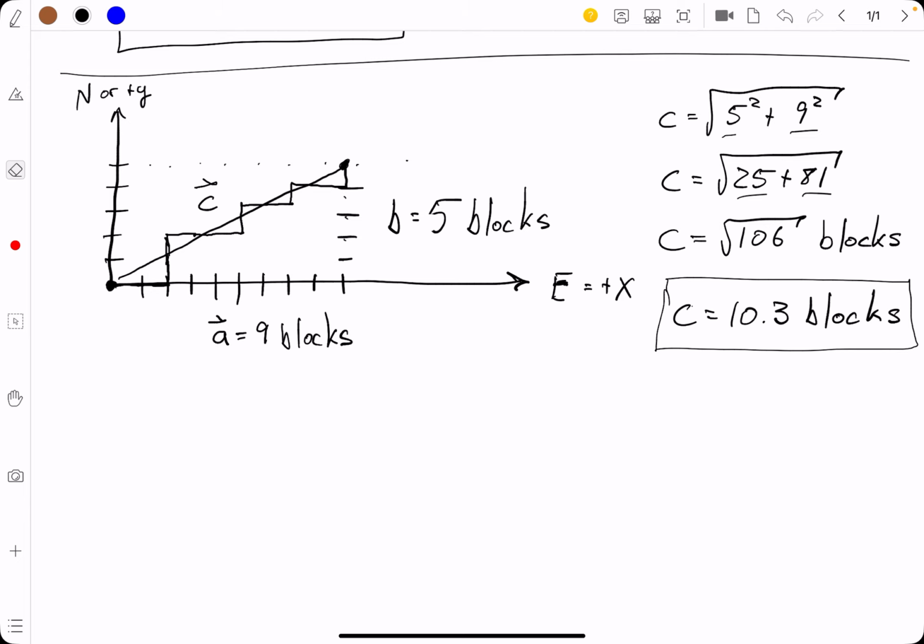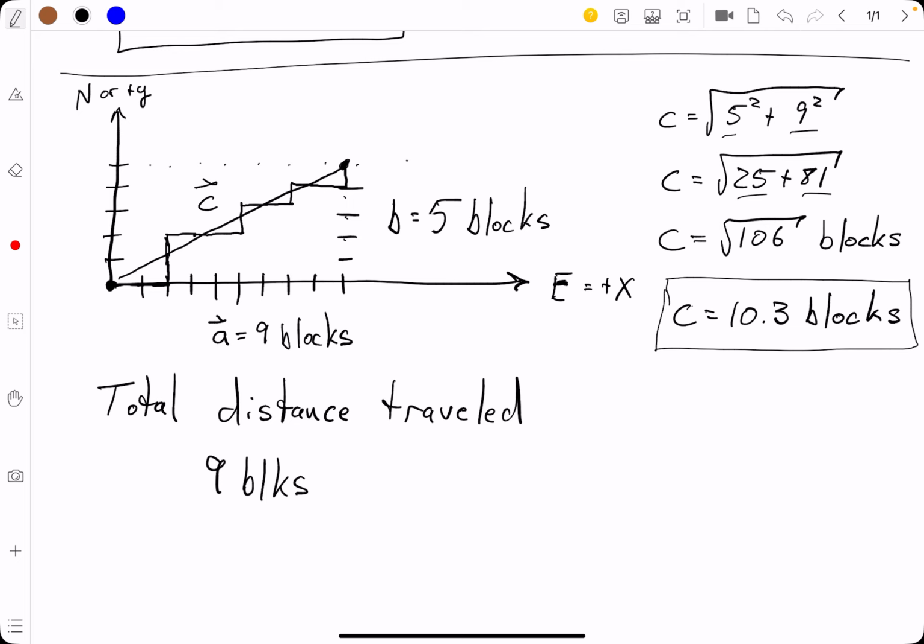Okay, so what is our total distance traveled? We did 9 blocks. And we have to add 5 blocks.